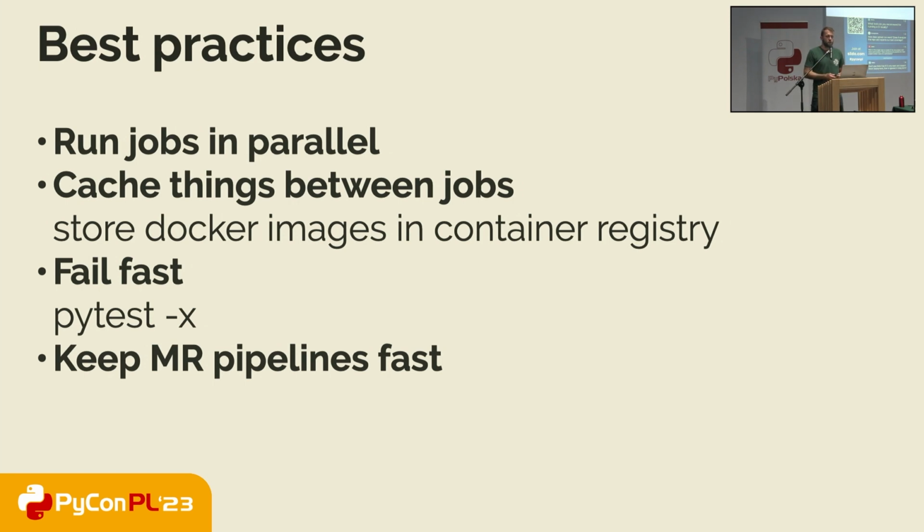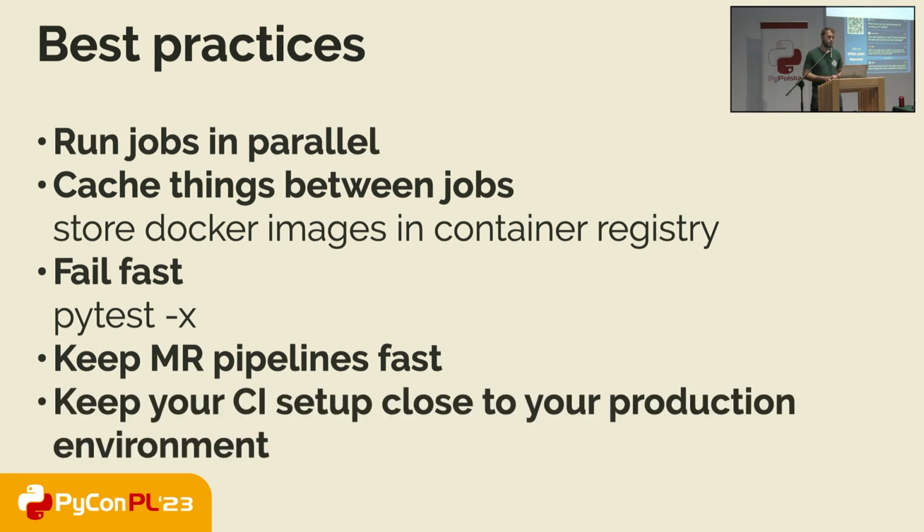Keep your merge request pipelines fast. No one wants to wait for hours before they can merge a one-line change. If you have some slow integration tests, consider moving them away from the merge request pipelines to some main branches. And also try to keep your CI setup close to your production environment. Docker is a great tool for that because you write your Dockerfile once and then you can reuse it in multiple places.